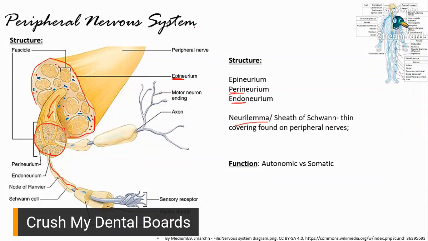Now, aside from structure of your peripheral nervous system, the peripheral nervous system can also be divided according to function. Okay. Now, according to function, you have autonomic versus somatic. When you say autonomic, it mostly deals with involuntary actions, while for somatic ones, they're more of the voluntary actions. Okay? Easy.